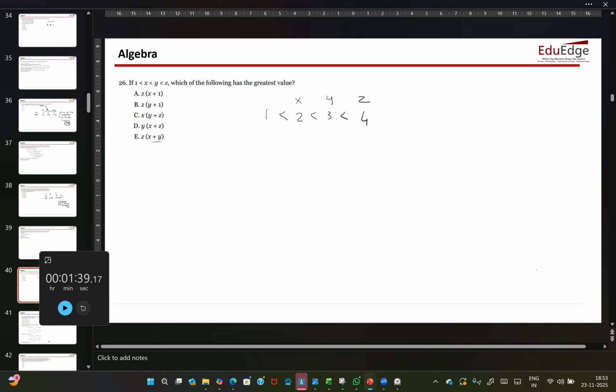So what is the first one? 4 into 3. Second one is 4 into 4. Third one is 2 into 7. Fourth one is 3 into 6. So it's E only. And Z is 4 into 5. Yeah. Your hunch was right.